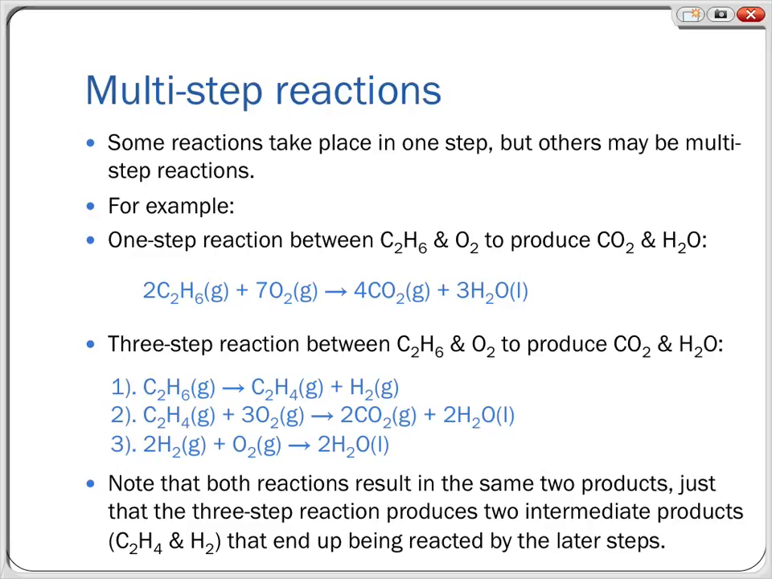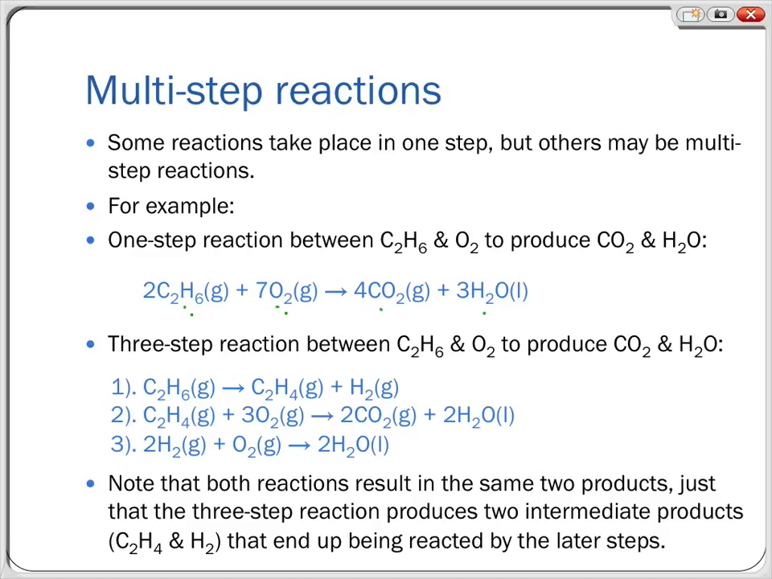For example, let's look at a one-step reaction and then what that would look like if it broke up into three steps. The one-step reaction is shown here between C2H6 and oxygen gas, and it's going to produce carbon dioxide and water. So 2C2H6 plus 7O2 yields 4CO2 plus 3H2O. Just notice that we started off with C2H6 and O2. We ended up with CO2 and H2O.